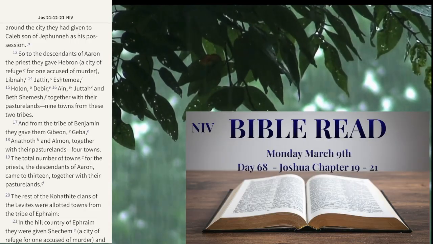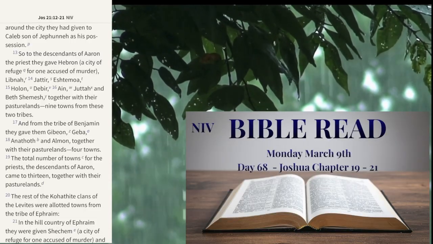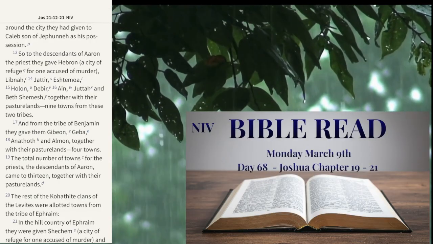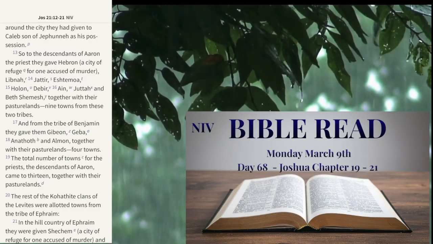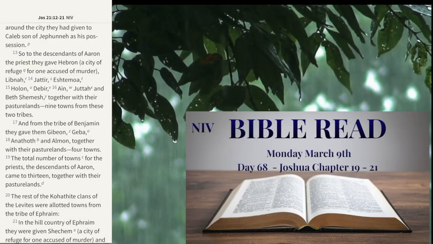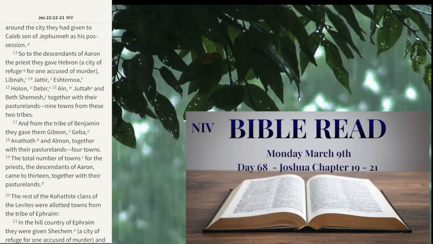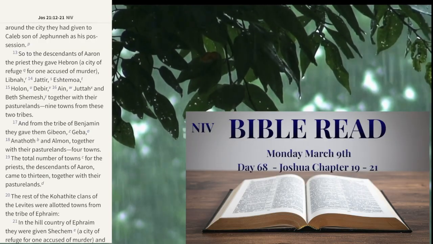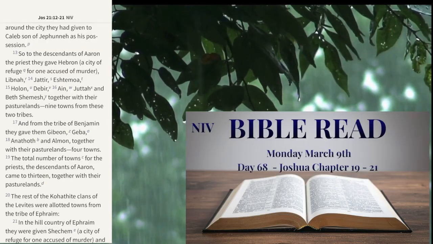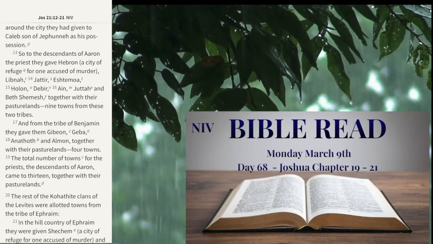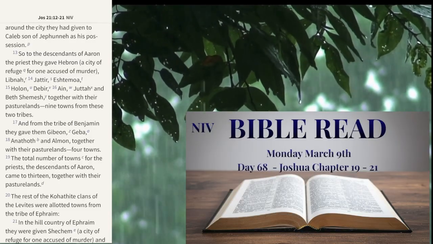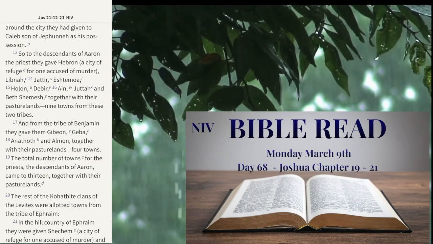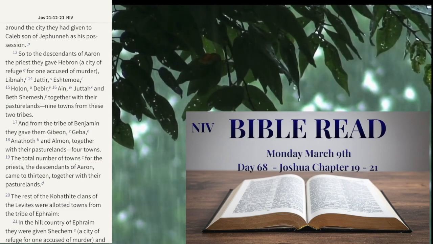So to the descendants of Aaron the priest, they gave Hebron, a city of refuge for one accused of murder, Libnah, Jattir, Eshtemoa, Holon, Debir, Ain, Juttah, and Beth Shemesh, together with their pasture lands, 9 towns from these 2 tribes. And from the tribe of Benjamin, they gave them Gibeon, Geba, Anathoth, and Almon, together with their pasture lands, 4 towns. The total number of towns for the priests, the descendants of Aaron, came to 13, together with their pasture lands.